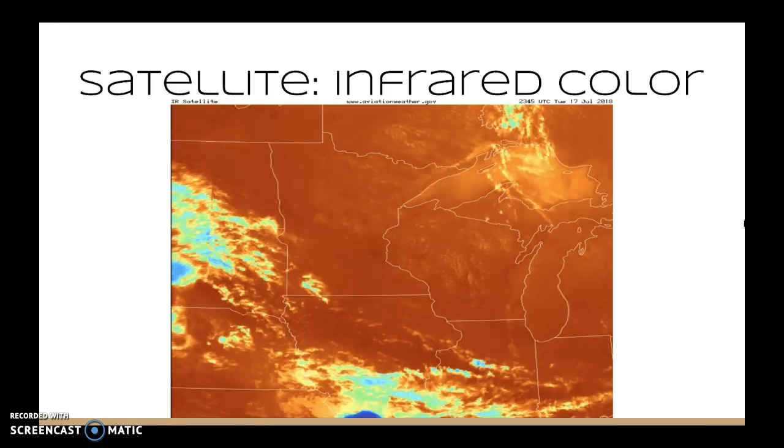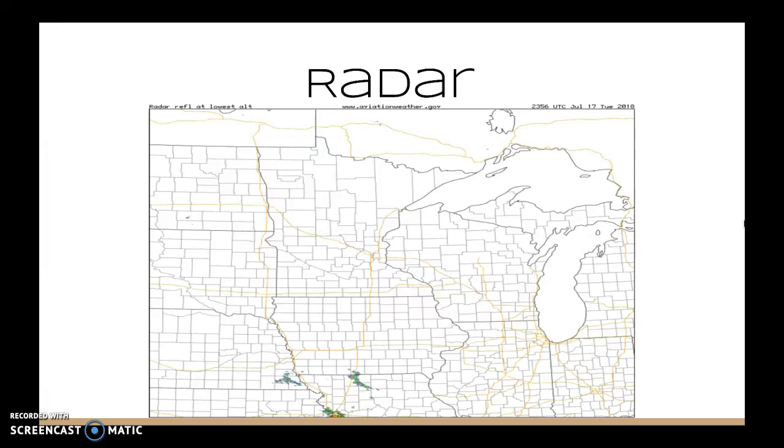Here's the local infrared color satellite, currently showing very minimal cloud coverage across Minnesota, but quite a bit across North and South Dakota. Radar imagery. Currently there's not much precipitation going on in the north-central portion of the U.S.